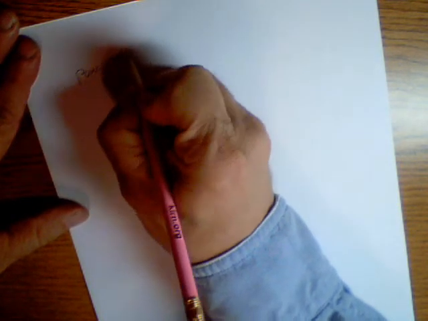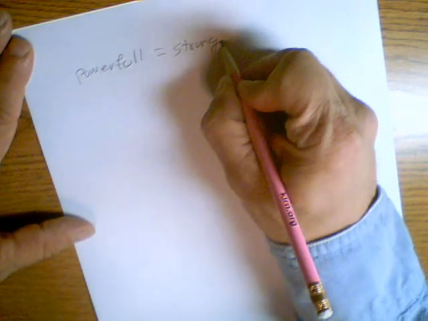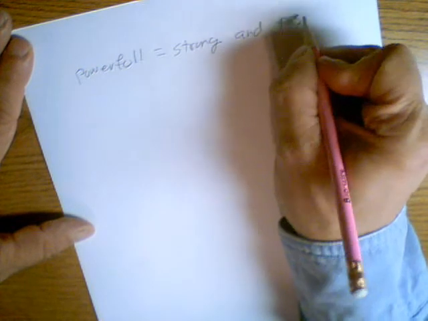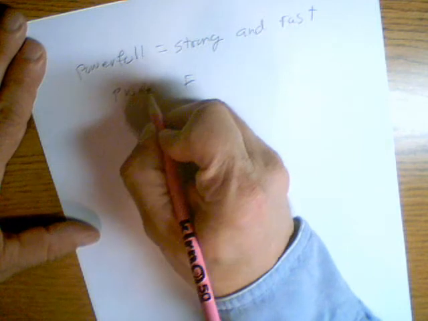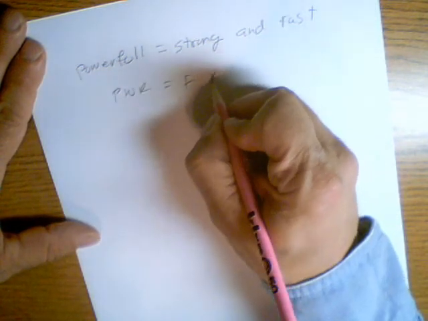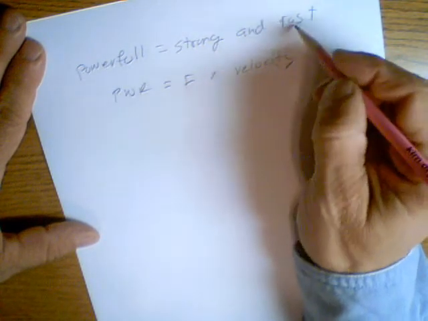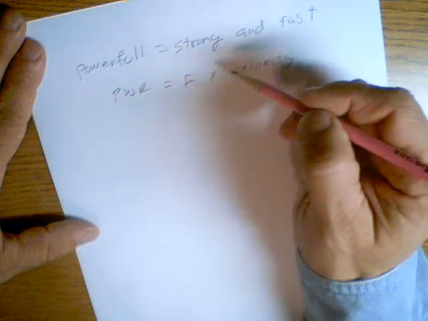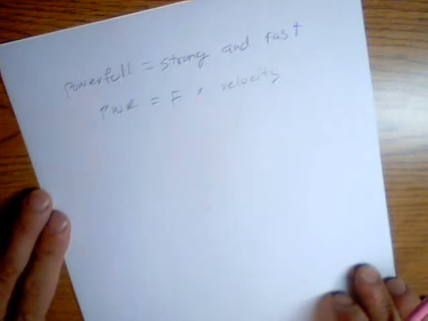That's all power is. Now, we know this intuitively. If we say that a machine or a person is powerful, if something is very powerful, we say it's strong and fast. And that makes sense because that's exactly what our equation says. Power is force times velocity. So velocity is the speed, force is the strength. And so something that's powerful is strong and fast. That makes sense to us.